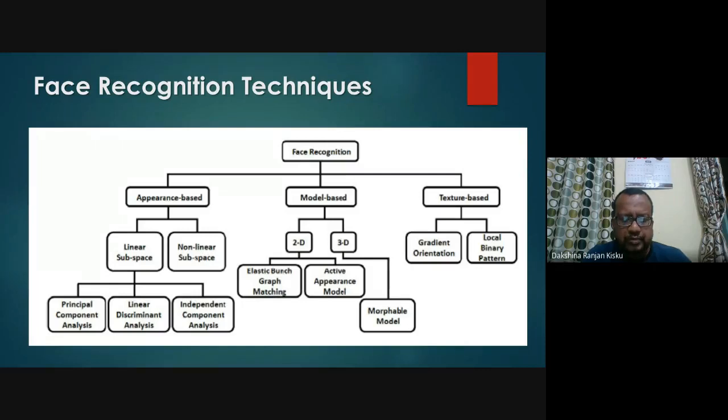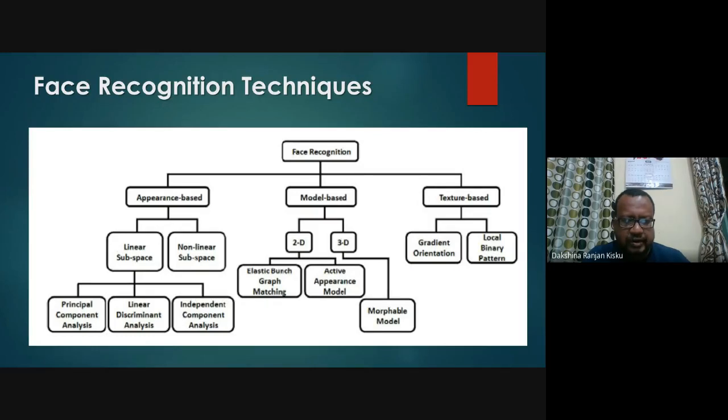Now, the appearance-based approach generally generates a compact form of features. That means whenever we acquire the face image by an acquisition system, from that face image we extract a compact set of features by an appearance-based method. So basically appearance-based techniques are used for getting a compact form of features. We can divide the appearance-based method further into two groups: one is called the linear subspace method, and the other is called the non-linear subspace method.